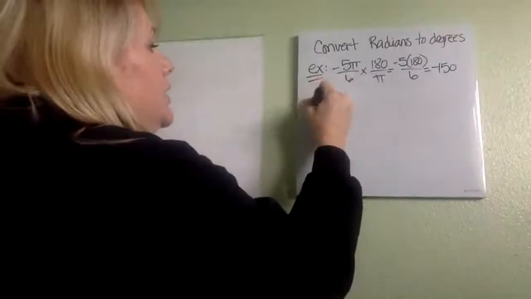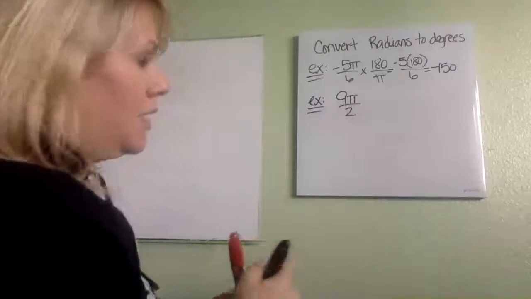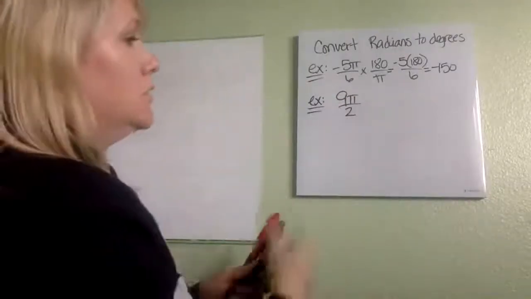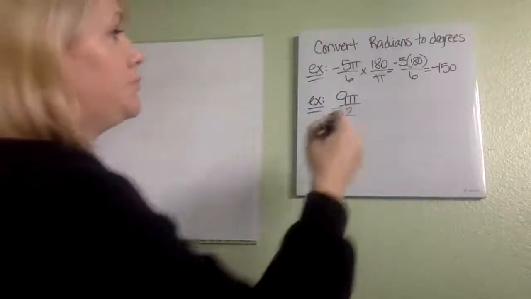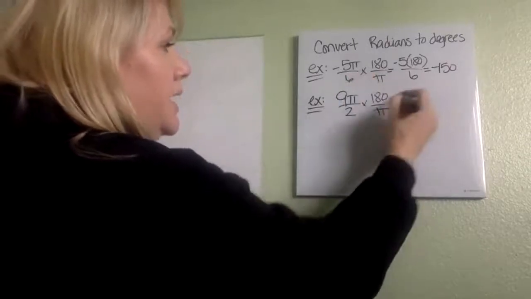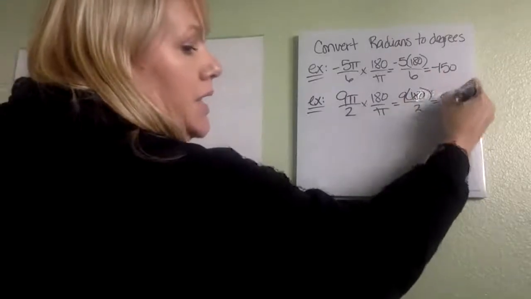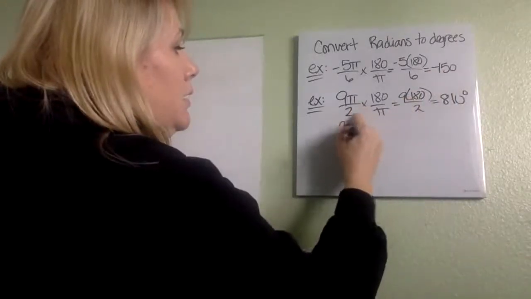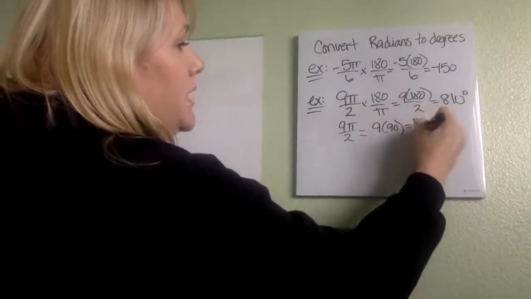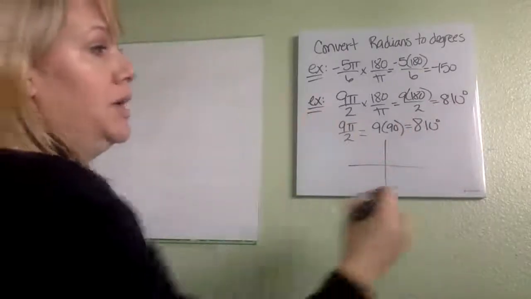And then the next one is, what if it's bigger than 360? 9 halves is 4.5 revolutions. So this is bigger than 360. Again, we can multiply by 180 over pi. The pi's cancel. 9 times 180 divided by 2 is 810. Or if you did the shortcut, pi over 2 is the same as 90 degrees, and you get the same 810. So I know that 1 full revolution is 360.